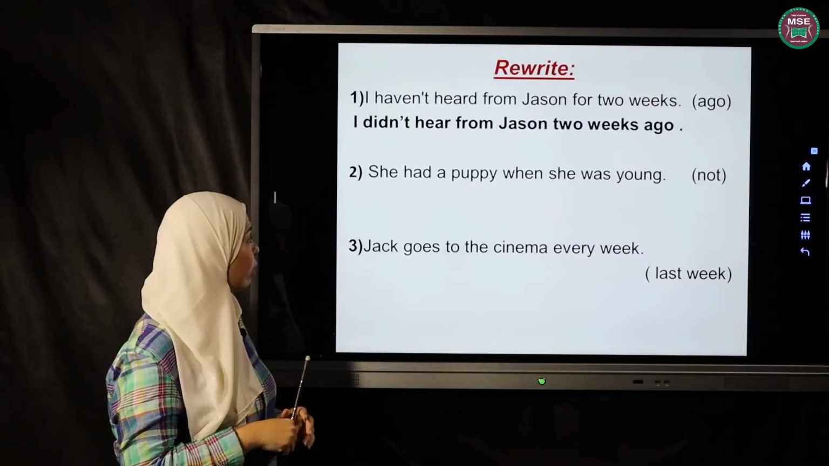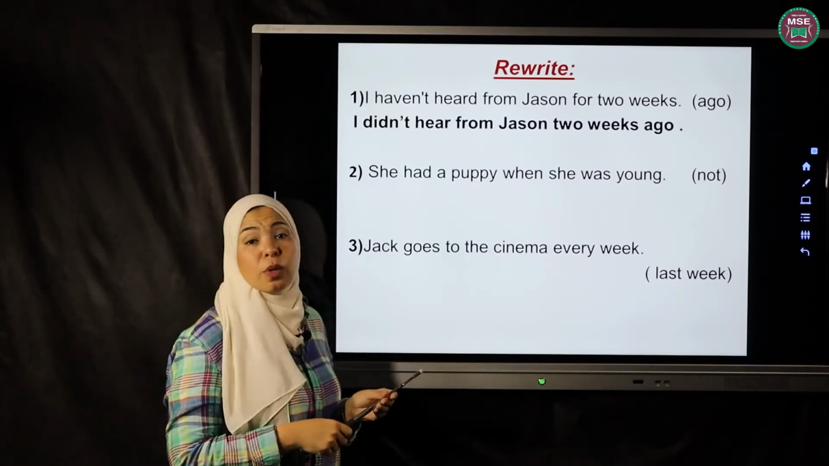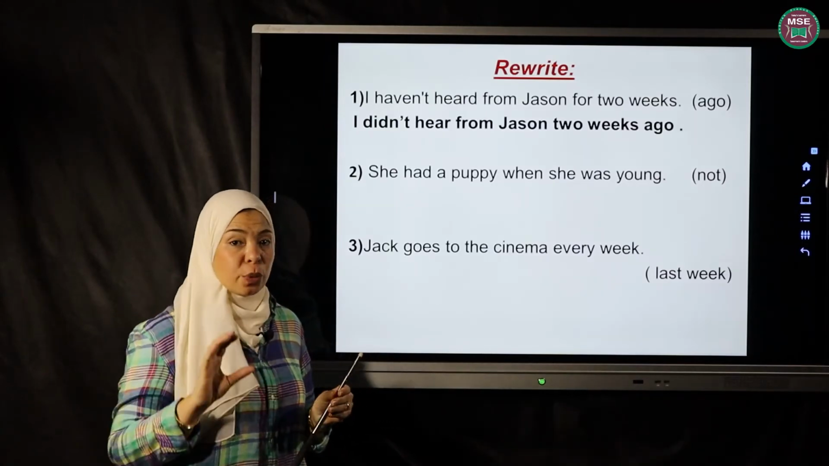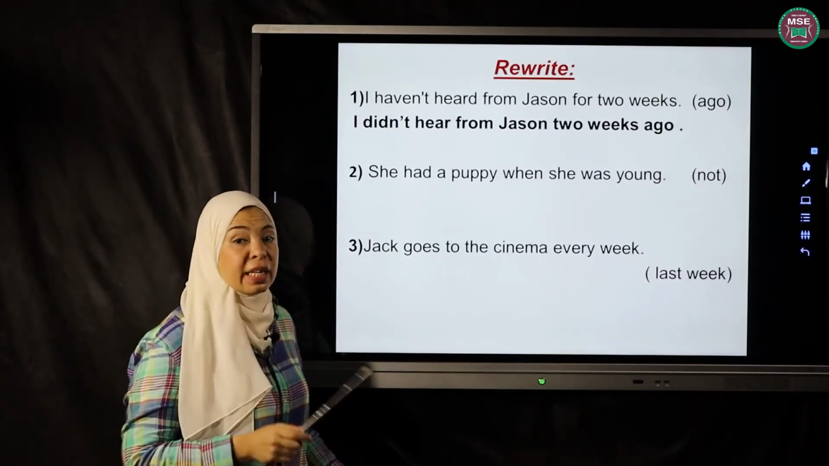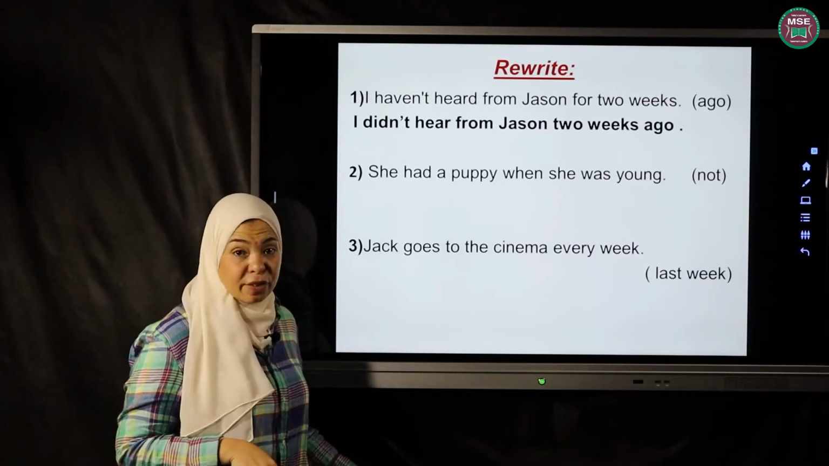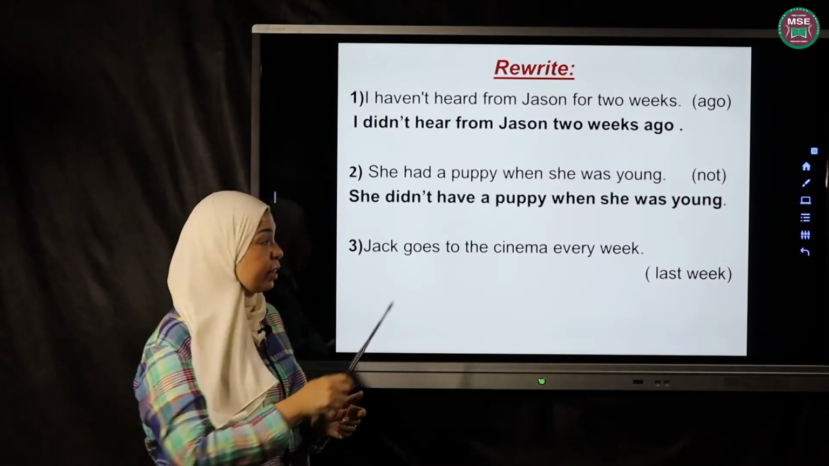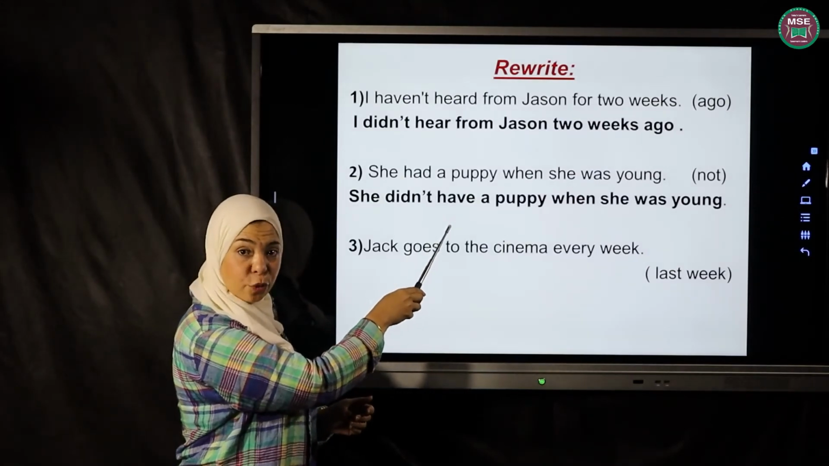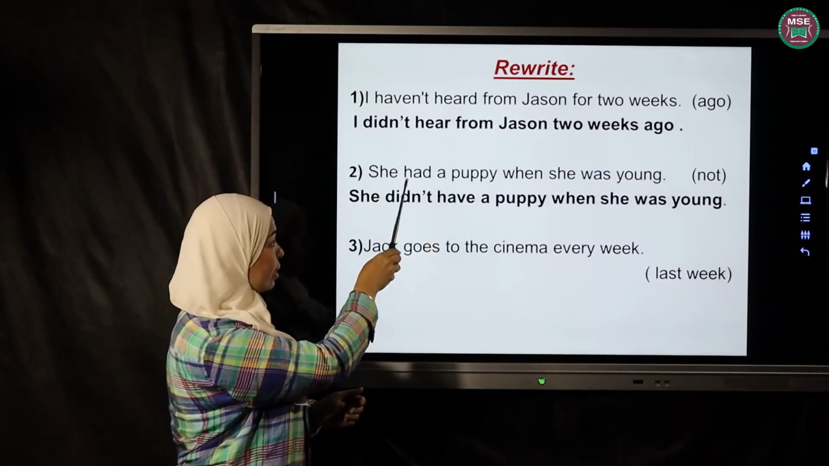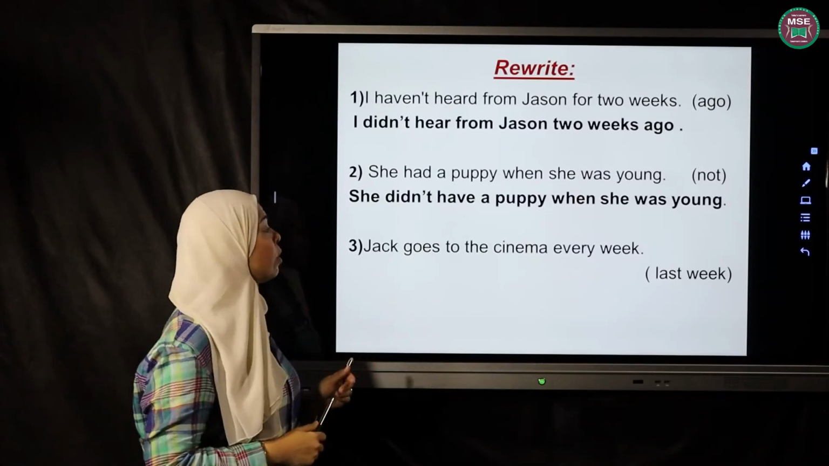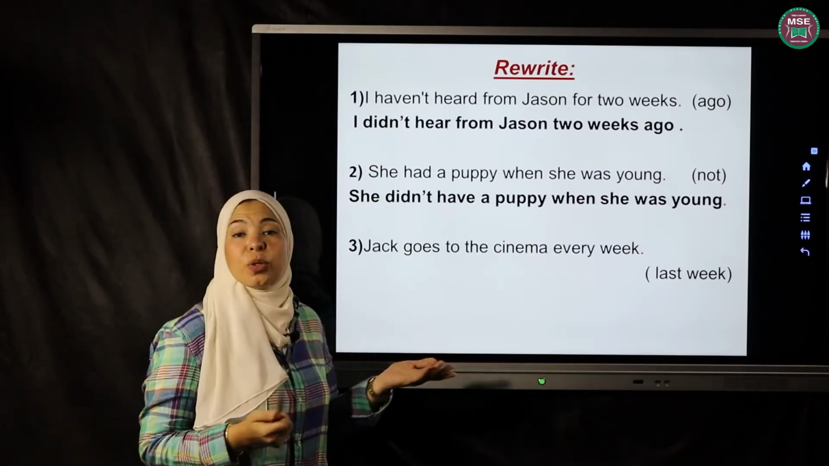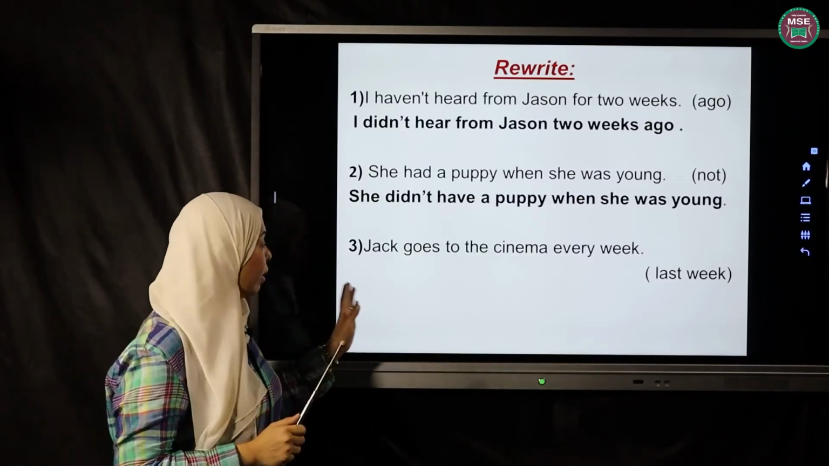Okay? The second one. She had a puppy when she was young. Rewrite using not. It's the negative form. Okay? She didn't plus the infinitive form of the verb have. Instead of had, it will be have. So, she didn't have a puppy when she was young.